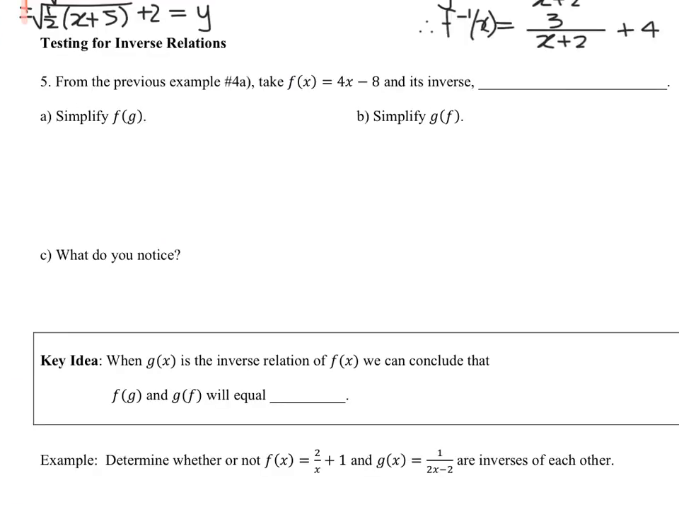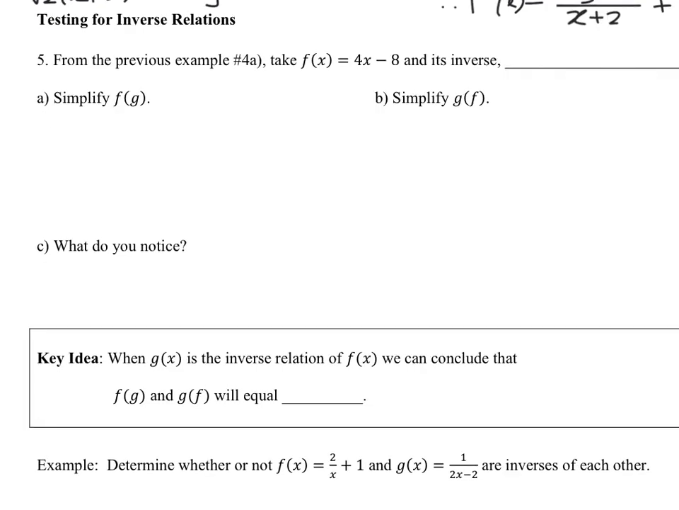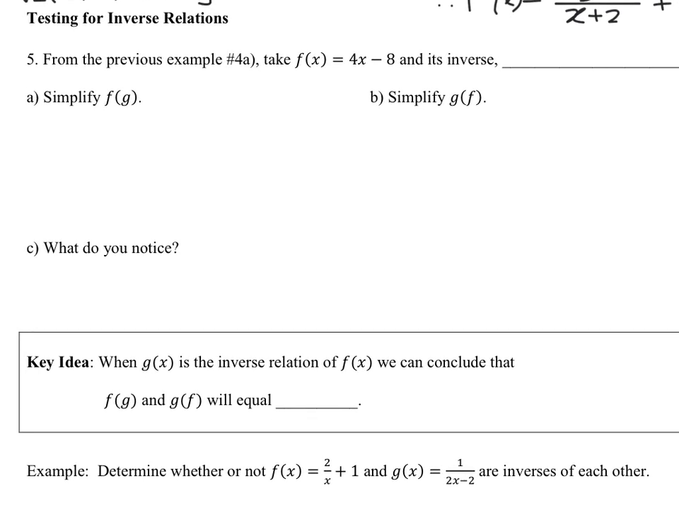In the next section of the notes, we're going to learn how to test for inverse relations or functions. So in order to do that, we're going to look at the previous page's example, f of x equals 4x minus 8. And then we're going to take the inverse of that. We're going to call it g of x for the purpose of the notes here. So we're going to say this is g of x. The inverse is x plus 8 over 4. If you prefer to use the slope y-intercept form, you can write this as 1/4 x plus 2.